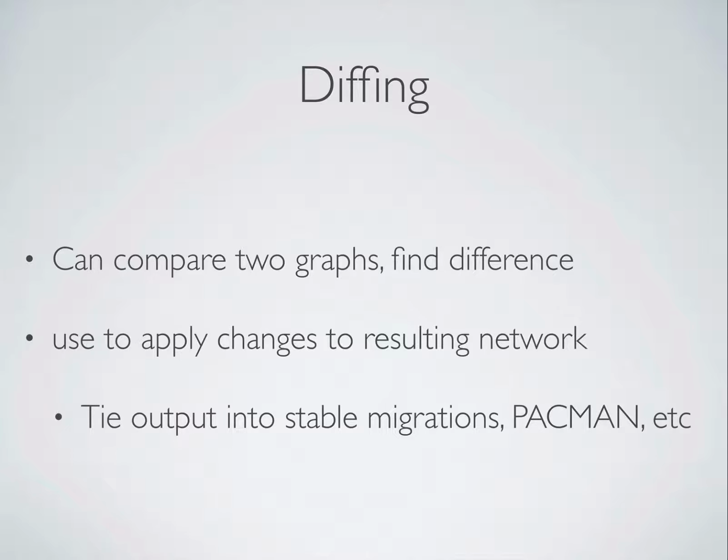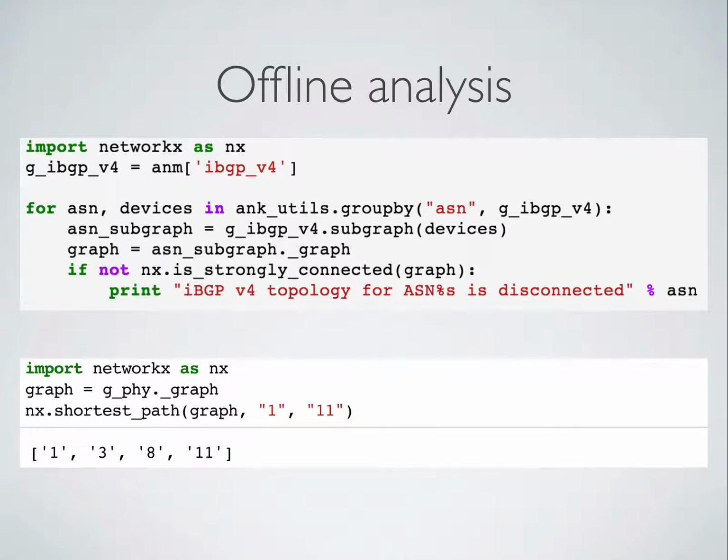Which values have changed or transitioned. This could be used to tie the output into work such as stable migrations or Pac-Man or other systems which take the changed topologies and will output that to the network in a safe manner. There is a role for offline analysis on the model, for instance looking at another option is performing NetworkX functions such as shortest paths.